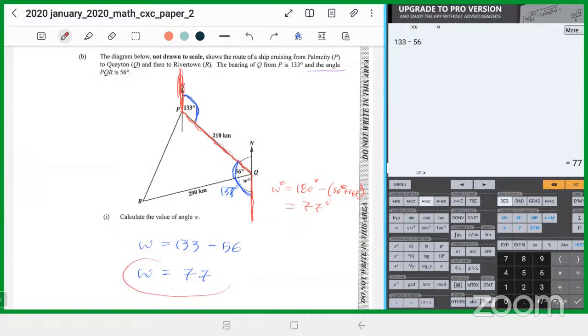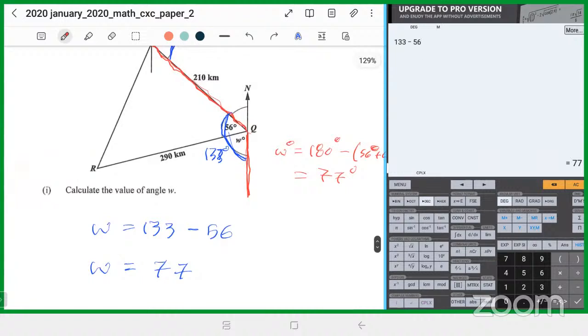So am I leaving off the degree here? Let me tell you why. Because the question gave us W degrees. See it right here? So the W is just a value. So you don't put degree on the W. The angle is W degrees. So the W is just a value.